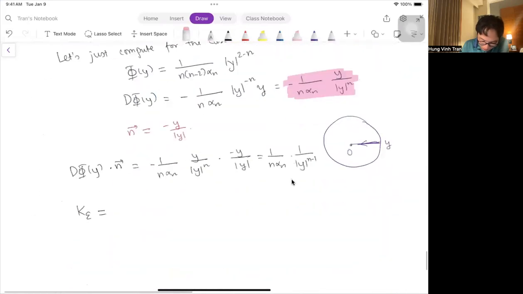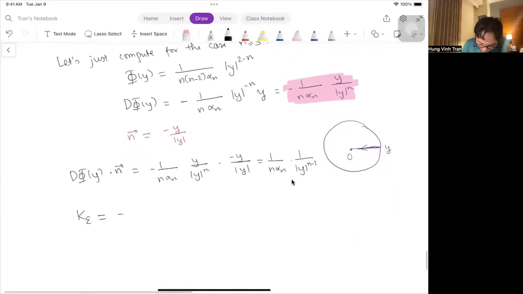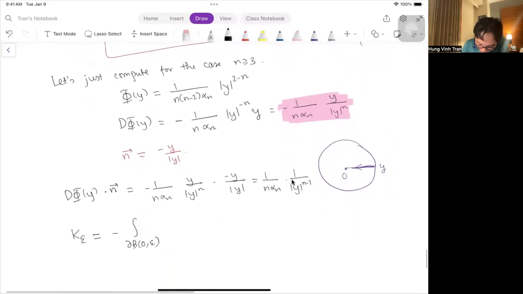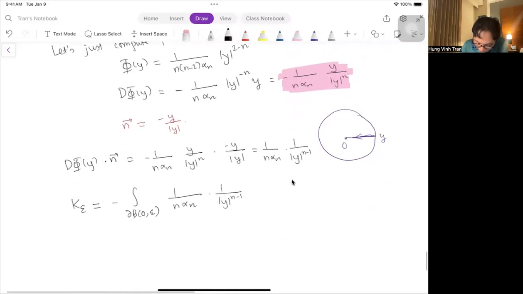All right. So I would have K epsilon is equal to minus, right? Minus is this minus sign. Integral on this sphere, dphi dot n is now explicitly computed to be 1 over n alpha n times 1 over |y| to the n minus 1, f of x minus y dy.